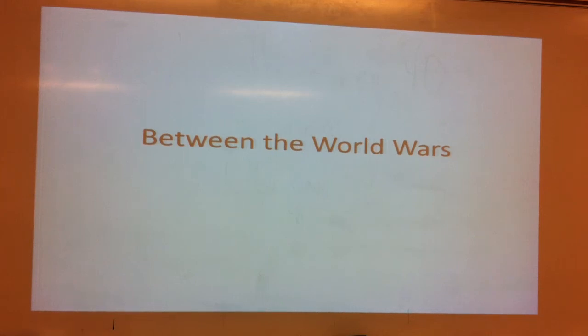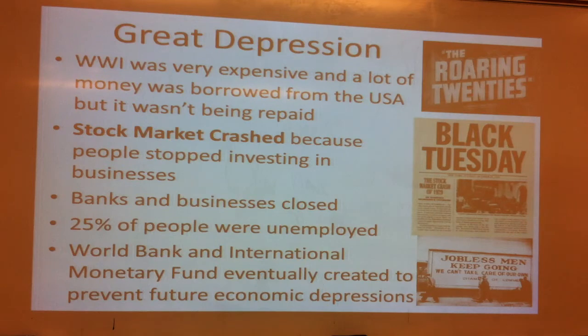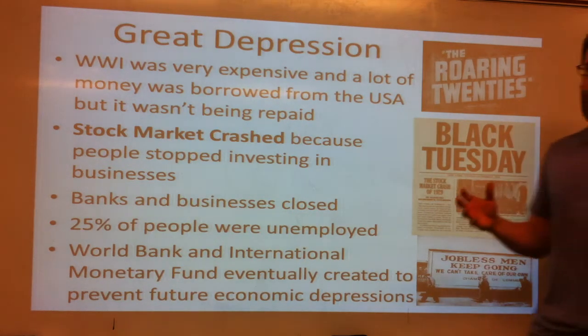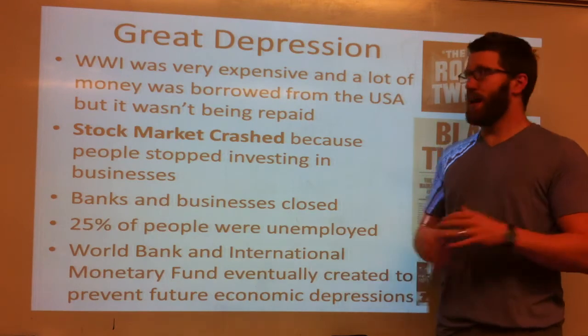All right, today we're going to continue talking about what happened between the world wars. We're specifically going to talk about hard economic times and how that led to the rise of fascist dictators. It all starts with something called the Great Depression. And this is basically where the world economy started to go downhill.